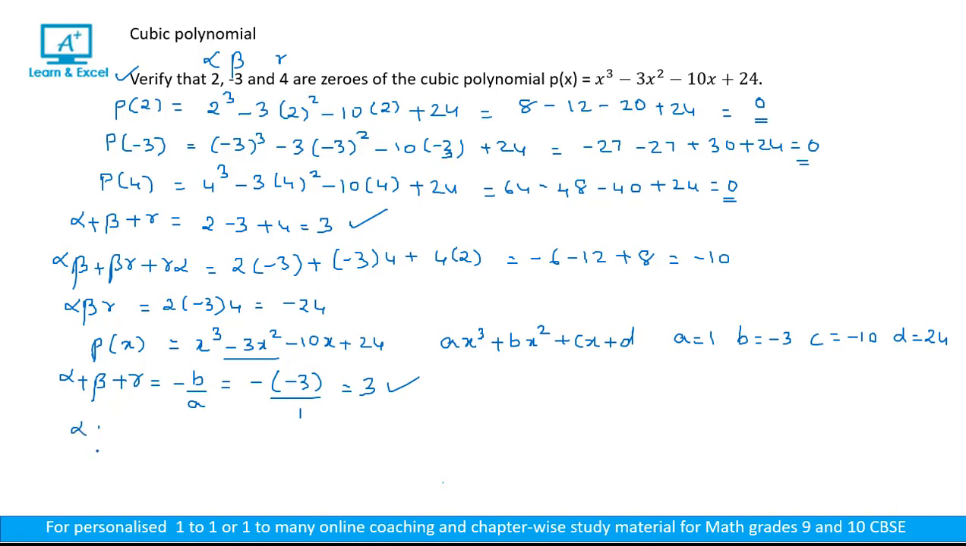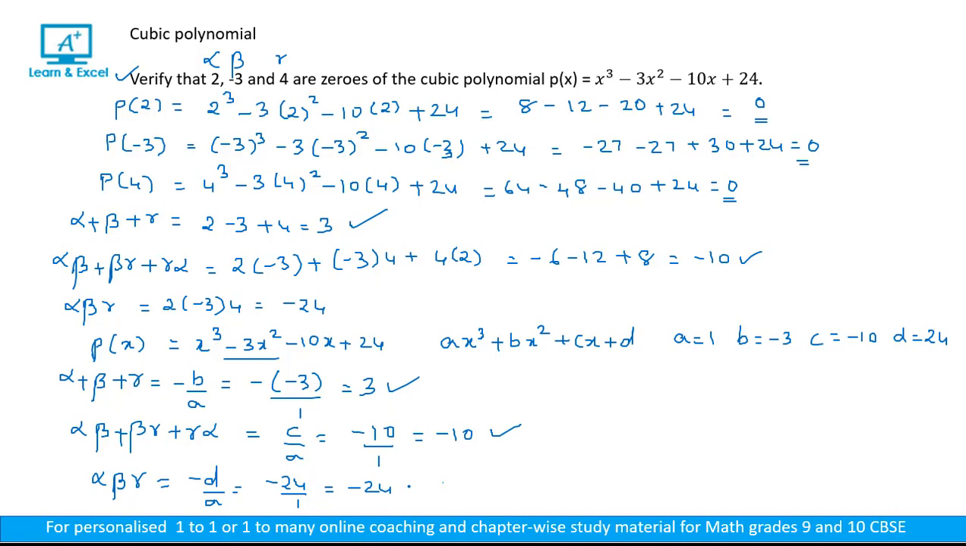Now let us find alpha beta plus beta gamma plus gamma alpha, which is equal to c by a. So c is minus 10, a is 1. So the answer is minus 10. Here we see that both the values are minus 10. Let us find alpha beta gamma, which is equal to minus d by a, which is minus 24 by 1, which is minus 24. Here also the values are the same.